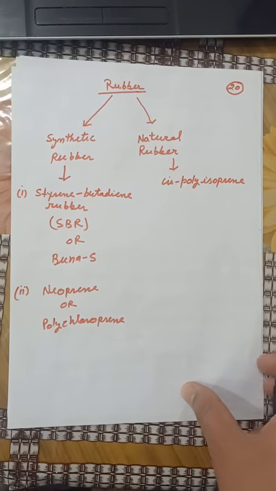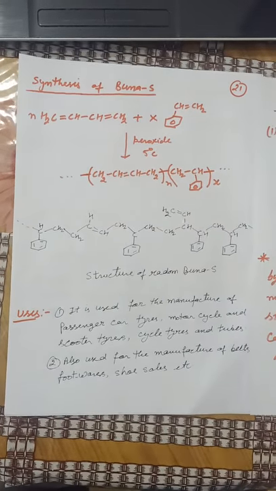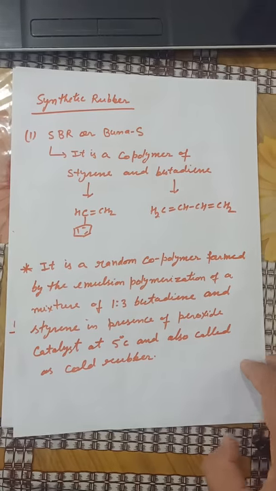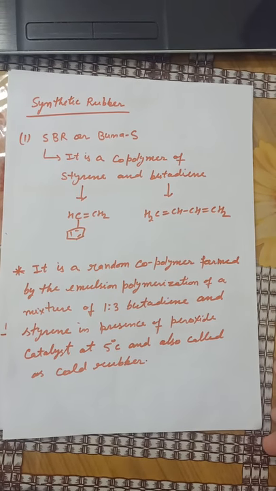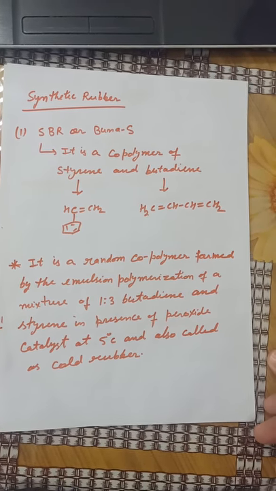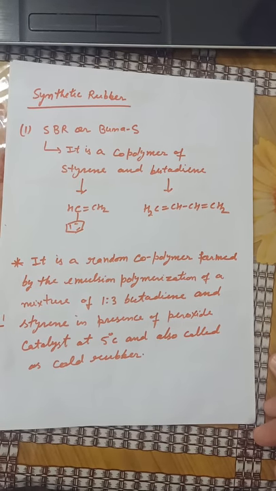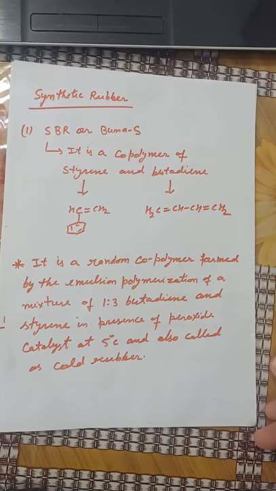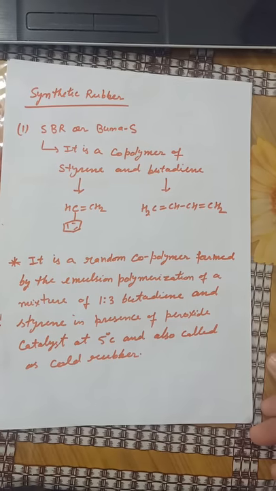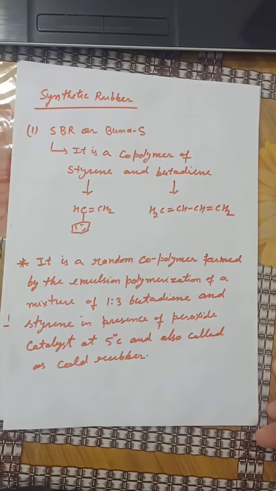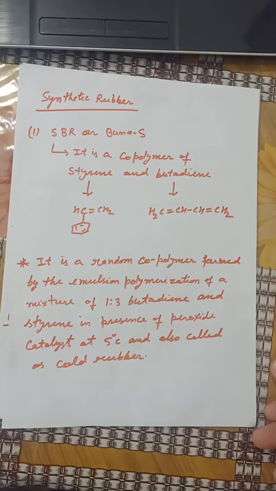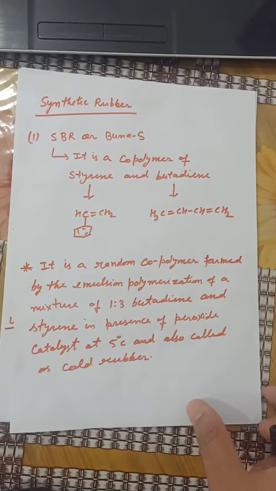So now one by one we will study all of these, starting with the synthetic rubber, that is Buna-S. Buna-S is a copolymer of styrene and butadiene. That means styrene and butadiene are the monomers for this Buna-S. That's why its name is styrene butadiene rubber. It is a random copolymer formed by the emulsion polymerization of a mixture of butadiene and styrene in a 1:3 ratio in the presence of a peroxide catalyst at 5 degrees temperature. Since the reaction is carried out at 5 degrees, this rubber is also known as cold rubber.